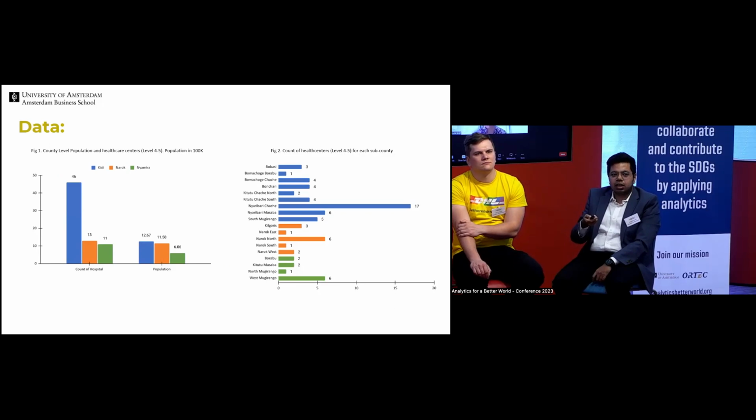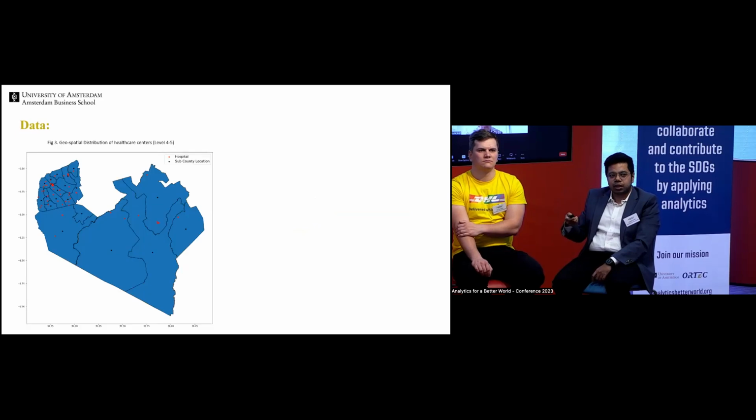And here I just wanted to show, for example, there is one particular sub-county in Kisii which has 17 level 4 and level 5 health centers that can vaccinate people, which is more than what you can have in total in, say, Narok or Nyamira. So there is a huge discrepancy between the counties and also the sub-counties. That's why we need to look into accessibility.